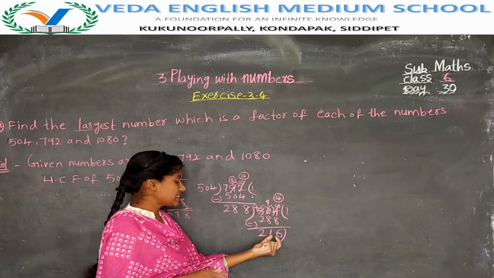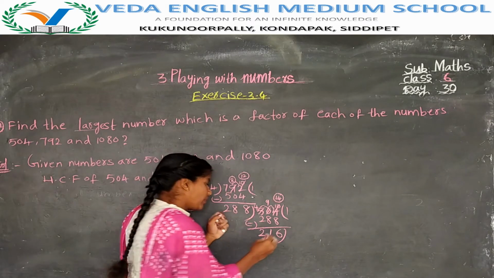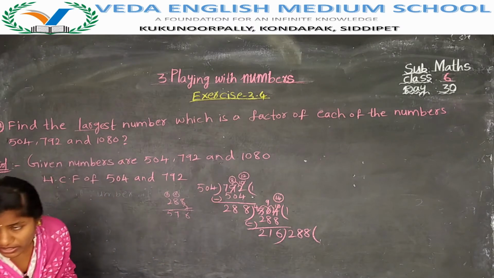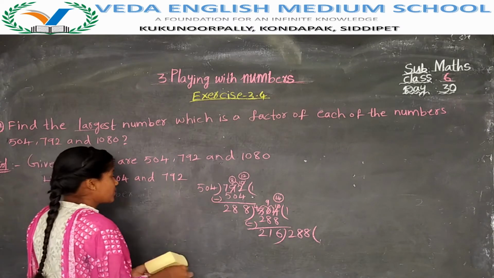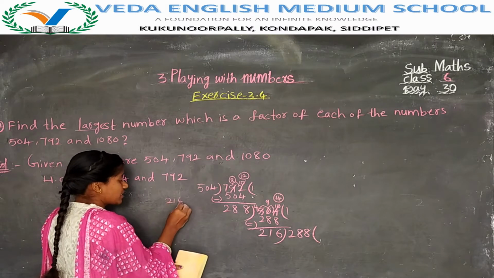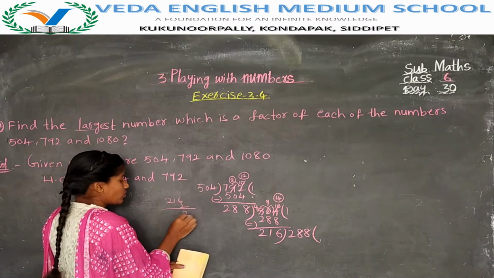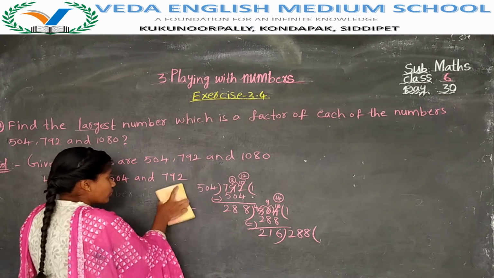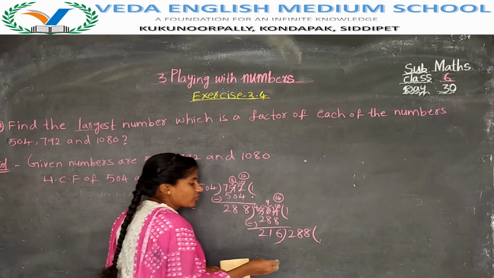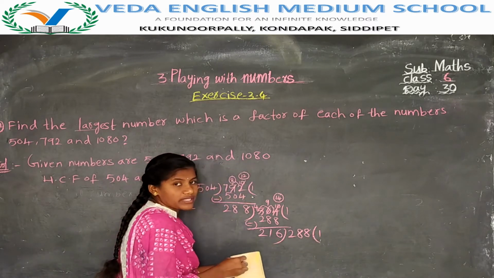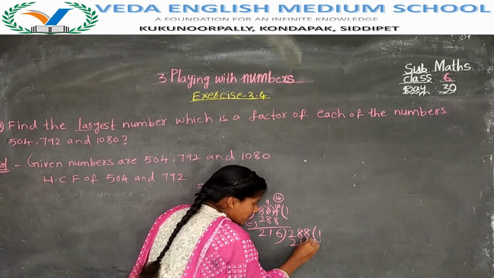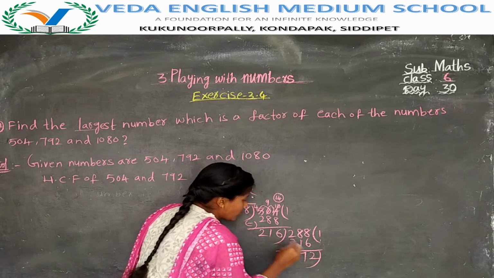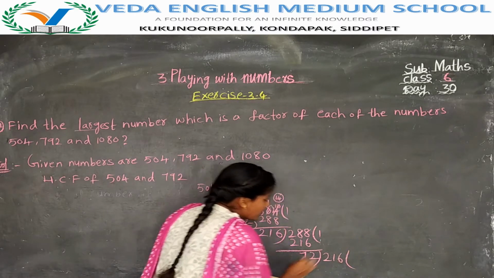Now 216 is the divisor. So what is the dividend? 288. Is 288 possible in the 216 table? Now 216 ones are 216. 216 twos are 432. So when you compare 288 with 432, 432 is a greater number. So 216 ones are 216. 8 minus 6 is 2. 8 minus 1 is 7. Now 72 with 216.